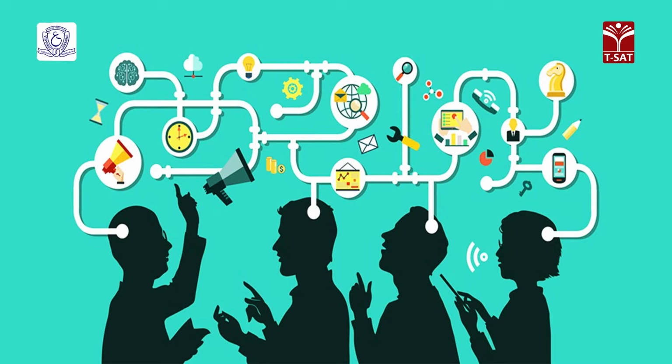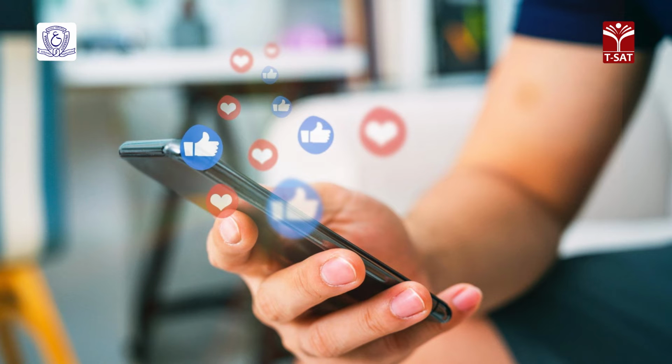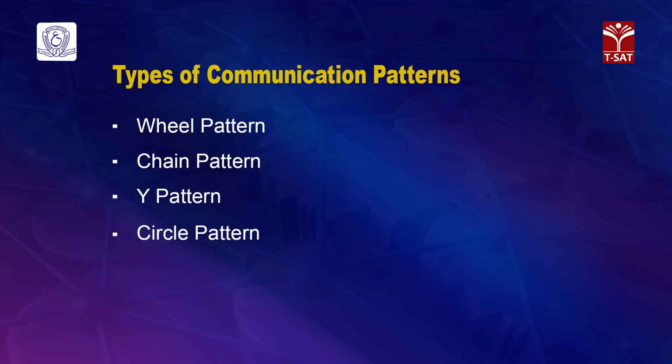Generally, in an organization, the patterns are related to work efficiency and who is responsible towards whom or who talks to whom. It is also related to satisfaction of the group members and decision making process. This is also applied to social groups. There are various patterns of communication. These different patterns of communication which we will learn in this lesson are wheel pattern, chain pattern, Y pattern and circle pattern.